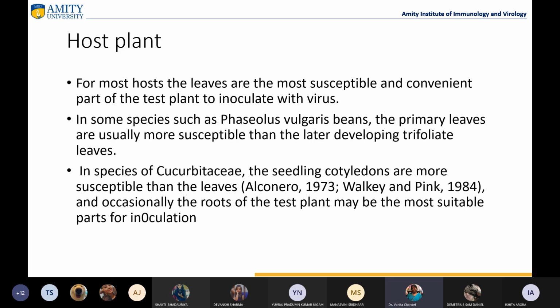Now, what kind of host plant do we need to choose? How do we decide which host plant is suitable for our study? So for most hosts, the leaves are the most susceptible and convenient part of the test plant to inoculate the virus. For example, in species such as Phaseolus vulgaris, which is beans, the primary leaves are mostly susceptible, and the later developing trifoliate leaves. Then in some species of Cucurbitaceae, the seedling or cotyledon stage is more susceptible. So we need to inoculate leaves or plants at those stages only, not at the higher stages.